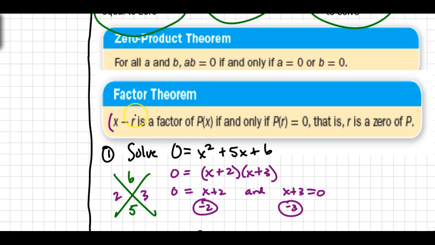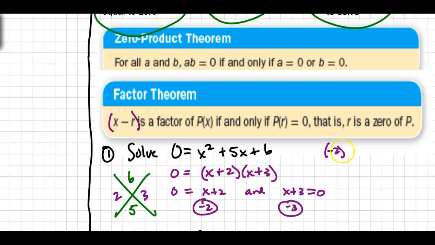So notice here in the factor theorem we've got x minus r, and r is the 0. Same thing happened here. We had x plus 2, so the opposite of that, negative 2, is the 0. If positive 3 is the factor, then negative 3 is the 0 that goes with it. So that's how the factor theorem works. The other way that it works is if you plug these zeros back in, you should get the number 0 in your polynomial. So let's just try that out real quickly.